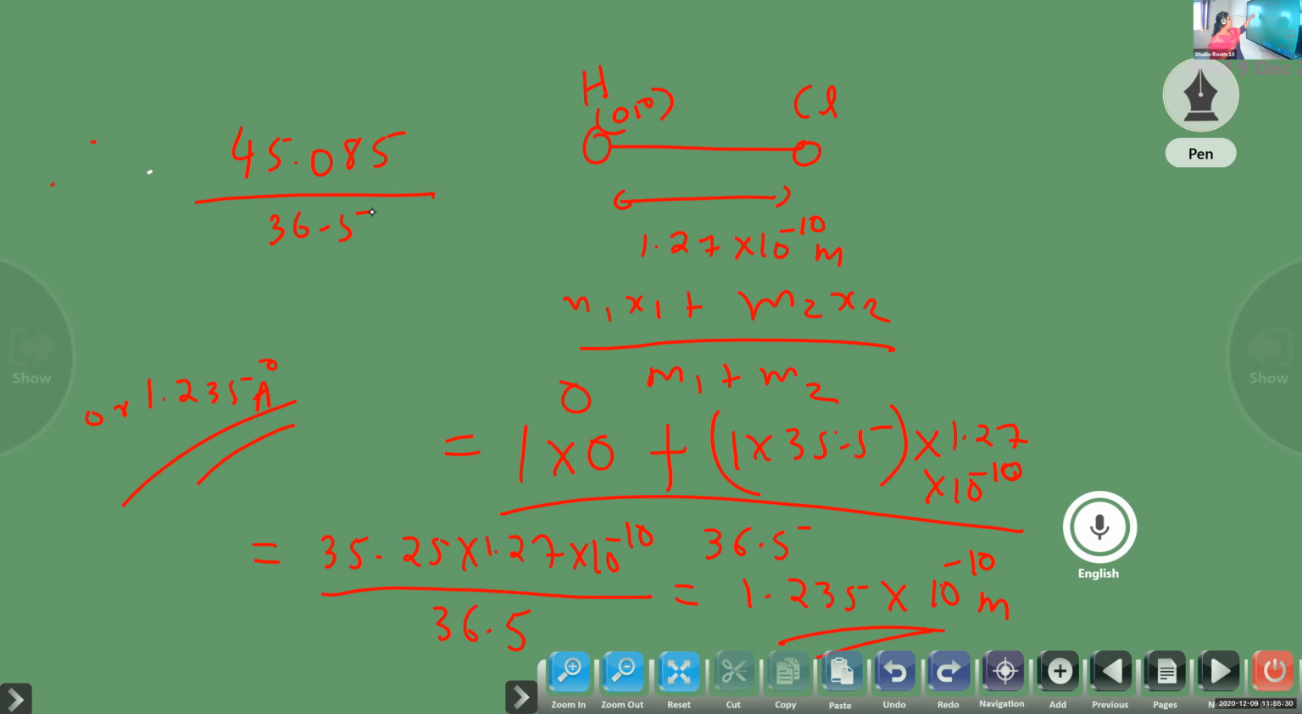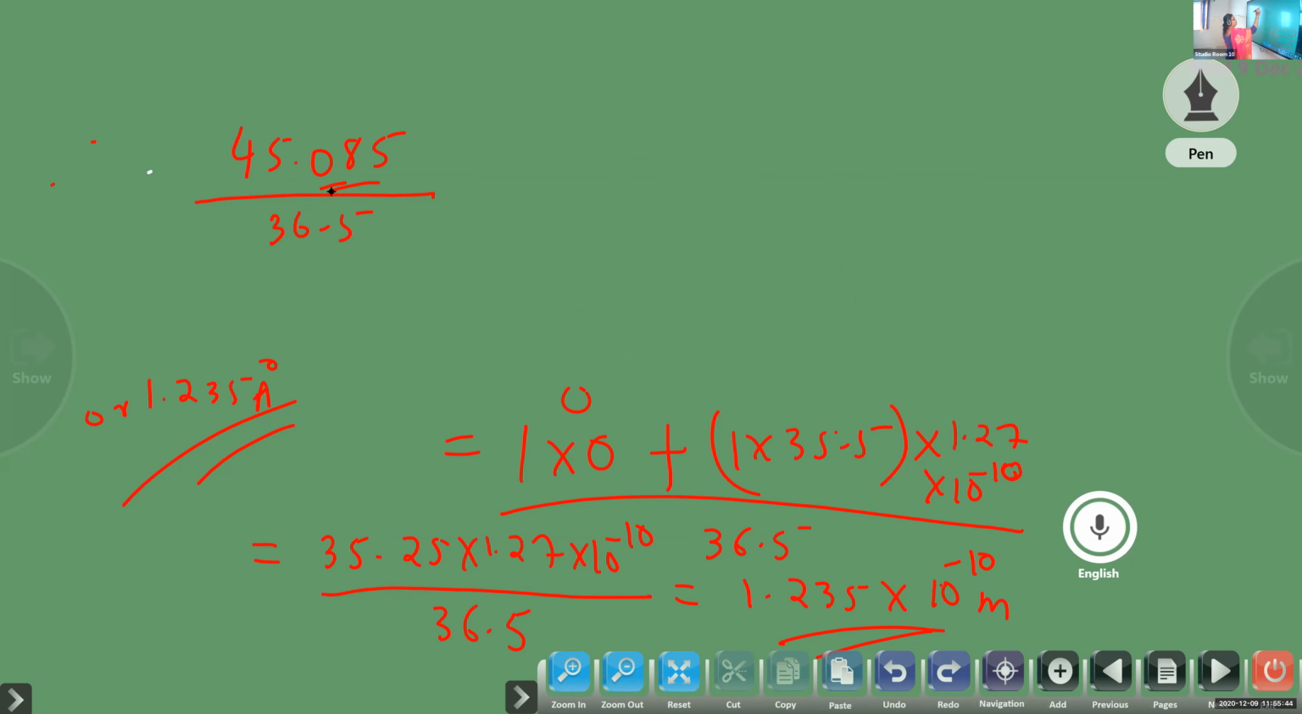How can you remove the decimal? You can remove the decimal by multiplying and dividing, you have done this in small classes. You want to shift these 3 decimal places, so you can multiply with 1,000 and then divide with 1,000. Then naturally this is going to be 45,085 divided by 36,500. From here it is understood your answer is going to be 1 point something. It's sure because this is 45, this is 36, much difference is not there.